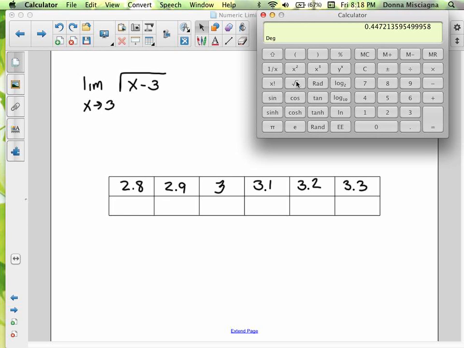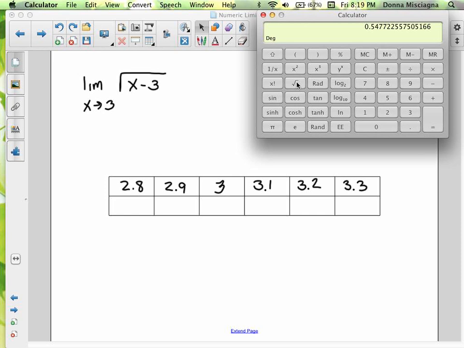I'll write the values down in a moment, just in case you can't see the calculator. What happens if I plug in 3.3? That'd be 3.3 minus 3, which is 0.3. The square root of 0.3 is 0.54772. What happens if I plug in 3? That's just going to be the square root of 0, which is 0. What happens if we plug in 2.9 and 2.8?